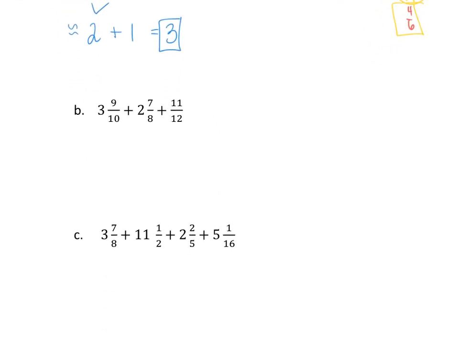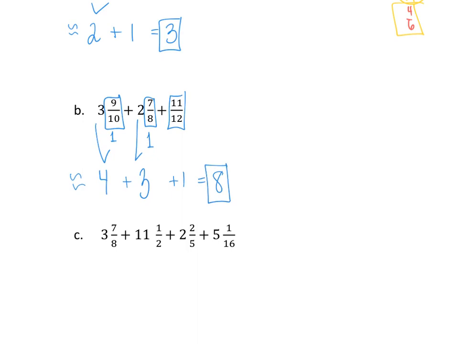When I look at part B, I notice 9/10, that's really close to 1. And so right here, I'll have 4 wholes. Same thing with 7/8, that's really close to 1. It's an eighth away, so that would turn into 3. And 11/12 is a 12th away, even closer, so that's going to be about 1. So my estimate would be 4 plus 3 plus 1, which is equal to 8.